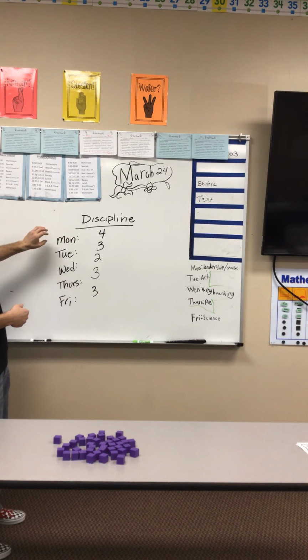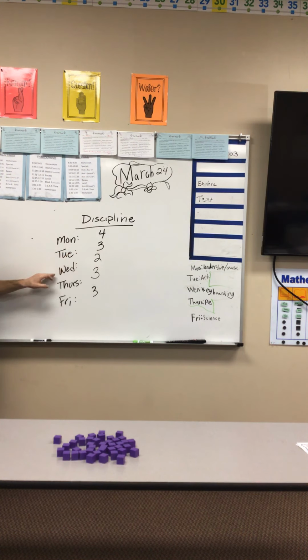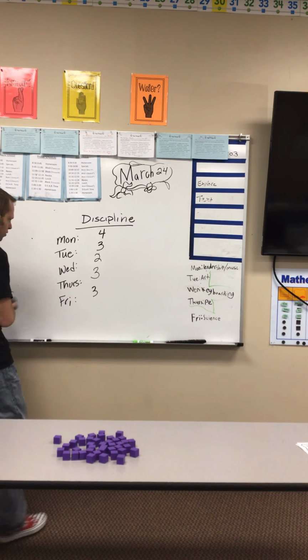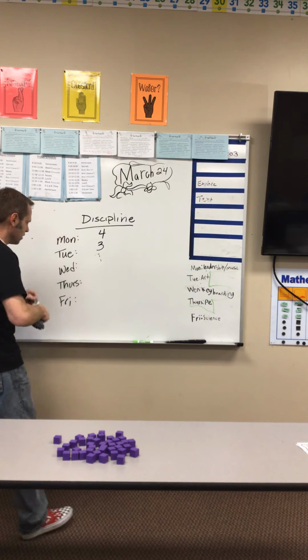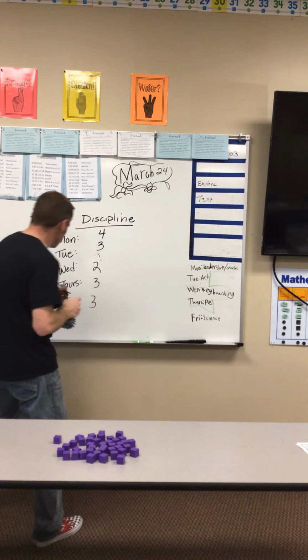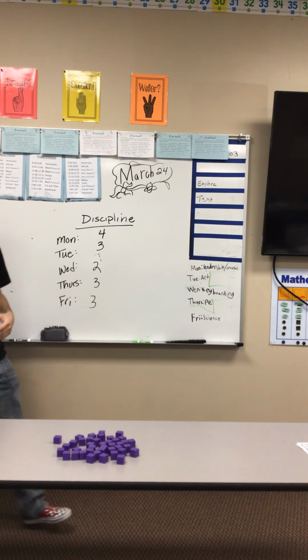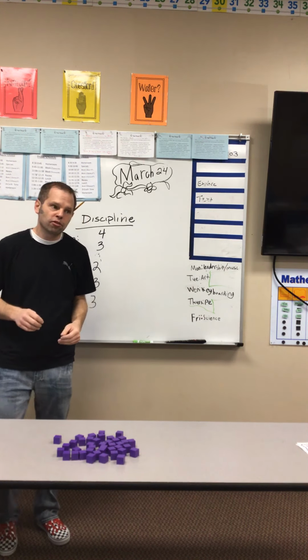Let's say on Monday I had 4 students' names on the board. Tuesday I had 3. Wednesday I had 2. Let's change this so that the data is a little more clear. Okay, so Tuesday I had 3. Wednesday I had 2. Thursday I had 3. And Friday I had 3 students with their names on the board.